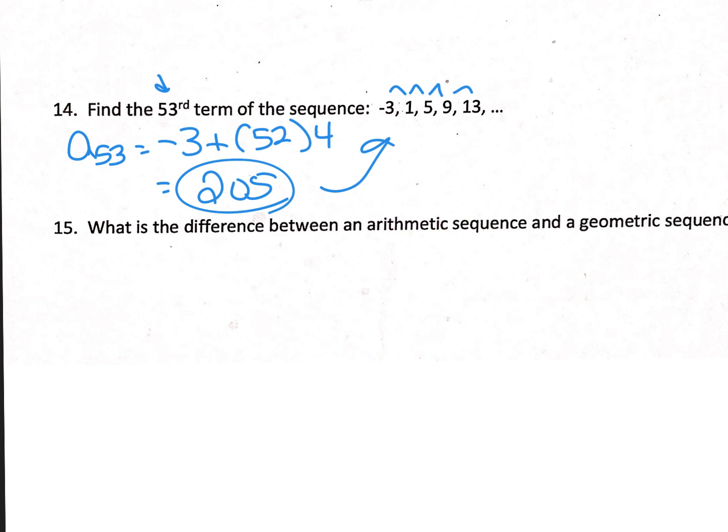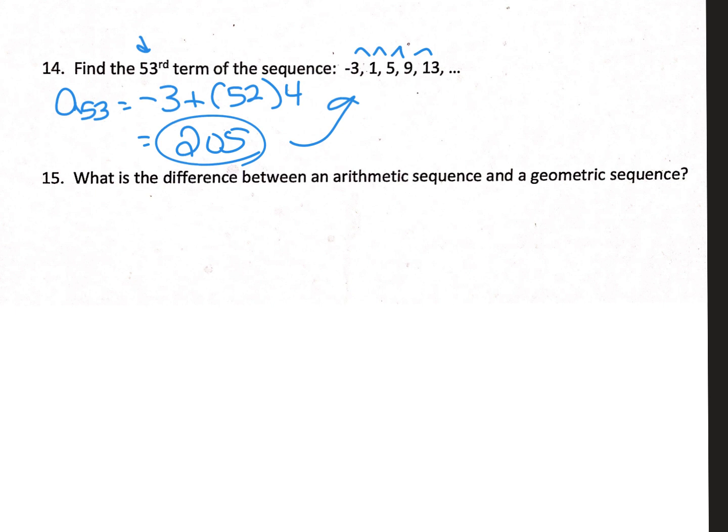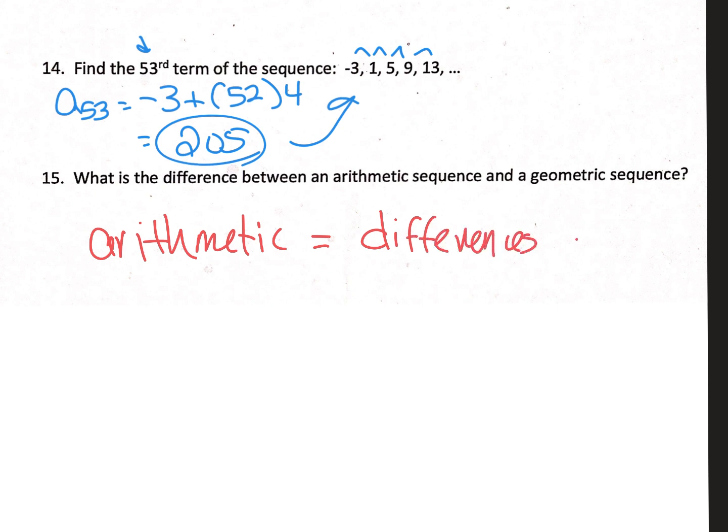And the last one right here, number 15, I'm going to be honest with you, this exact same question's on your test tomorrow. Like I didn't change a word, didn't change anything. What's the difference between arithmetic and a geometric sequence? There's a few things you could say here. You could say arithmetic is when differences are the same. Differences are equal. If it's geometric, the ratios are equal. Or they're multiple.